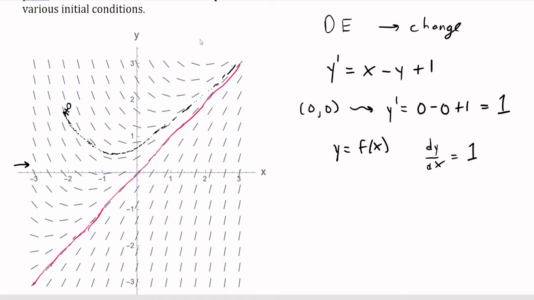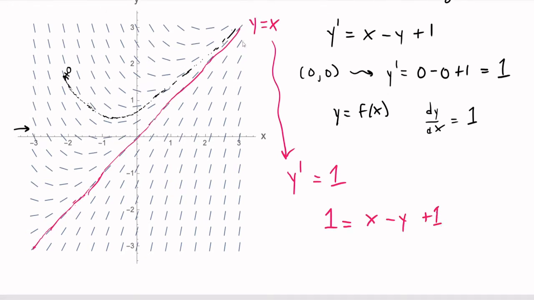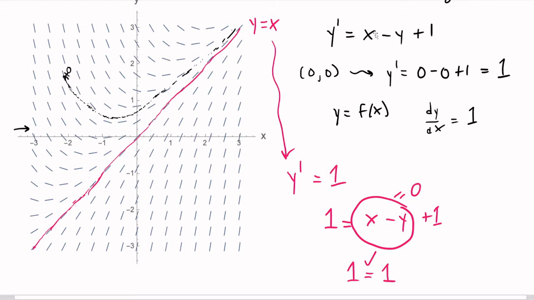If this line is intriguing you a little bit, and we still don't have a way to solve these, really, a couple of them we can, but not all. So if you're interested, this is the line y equals x. Now, check it. I'm going to pretend that's a solution, just so we can see. Remember, it has to satisfy the differential equation. Y prime for this is 1, right? So plug it in. 1 equals x minus y plus 1. Okay, so is this true? Well, guess what? Y is x. So guess what happens? This is 0. 1 equals 1. Woohoo! So this straight line is a solution to this differential equation.